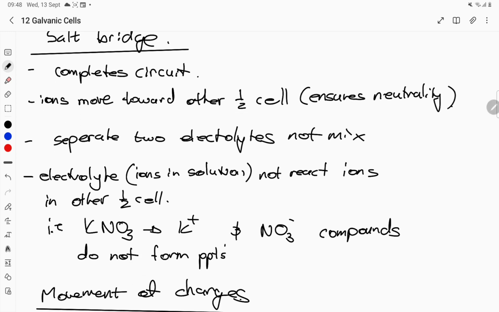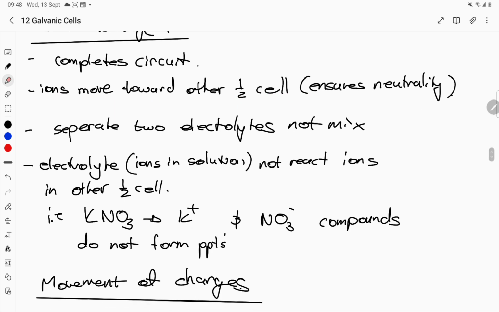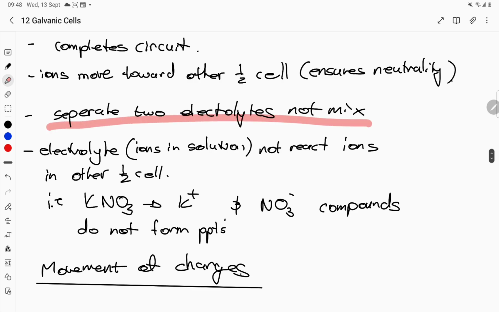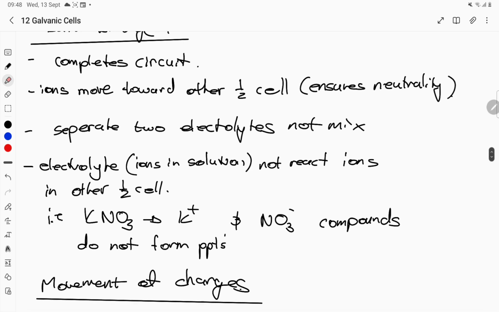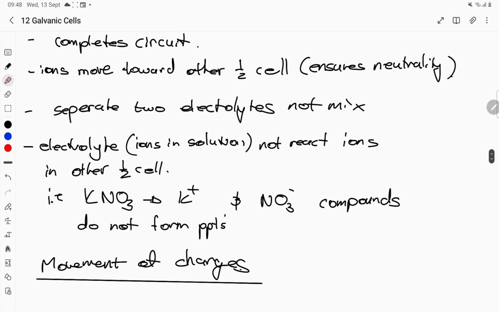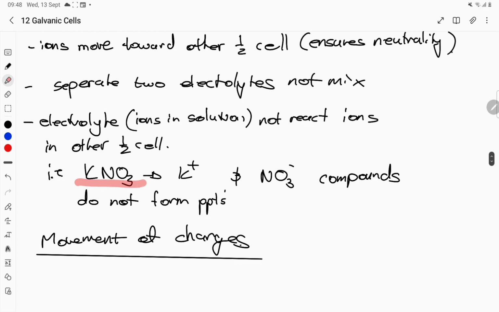As I say, the ions move towards the other half cell through the salt bridge to ensure neutrality in that half cell. Its use is to separate the two electrolytes, so that the two solutions or the two half cells do not mix, and the ions in solution do not react with the ions in the other half cell. A nice compound to use in that salt bridge is potassium nitrate, because if something combines with potassium and forms another compound, it won't precipitate out. And same with the nitrate.